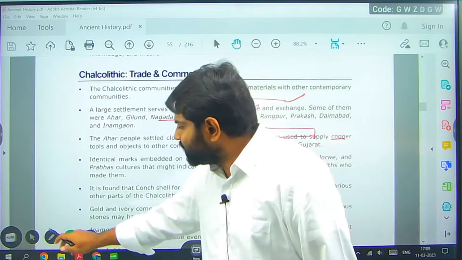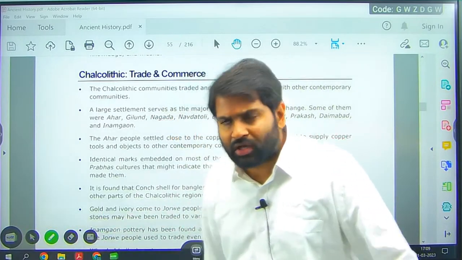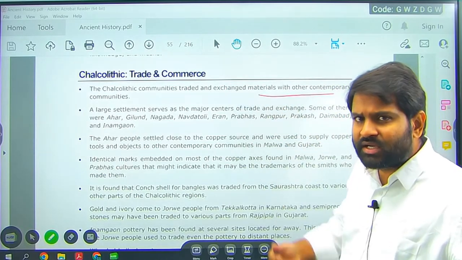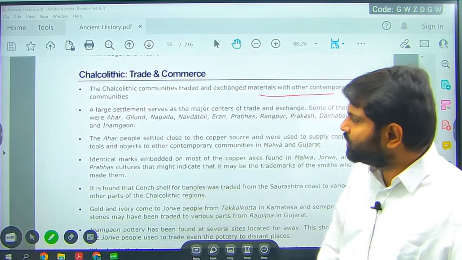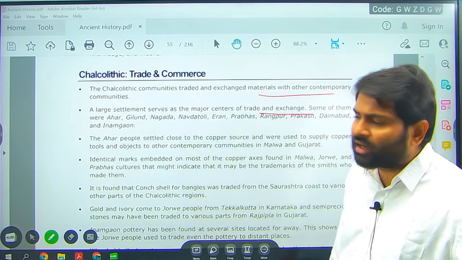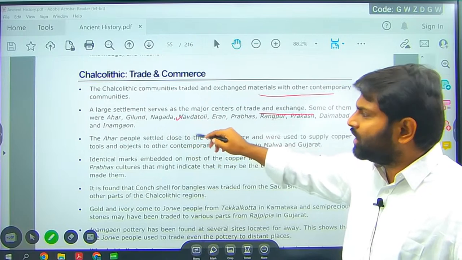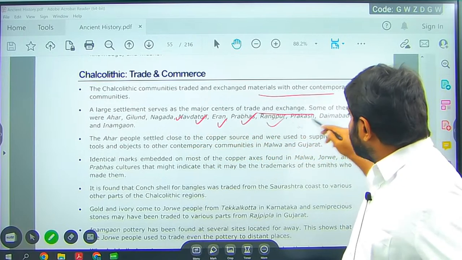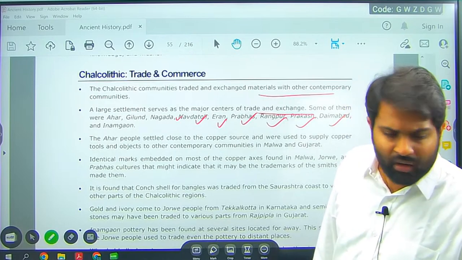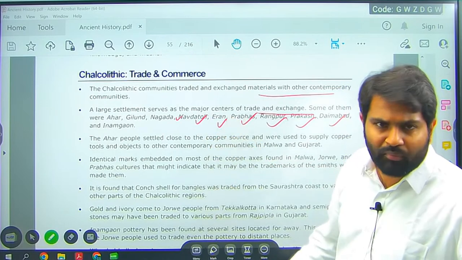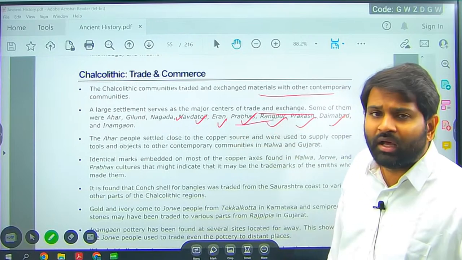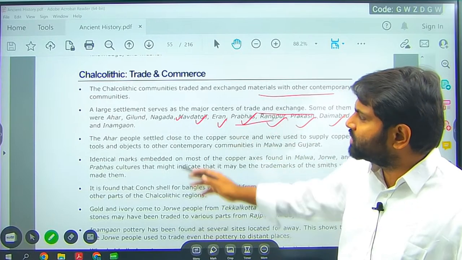If you want to see the trade and commerce of this Chalcolithic age, these communities exchanged materials with contemporary communities, such as the Harappan communities, and somewhere the Neolithic. The large settlements served as major centers of trade and exchange: Ahar, Gilund, Nagda, Navdatoli, Eran, Prabhas, Rangpur, Prakash, Daimabad, Inamgaon. These settlements are of bigger size, 20 hectares likewise. That is where more trade, prosperity and commerce came into the picture.